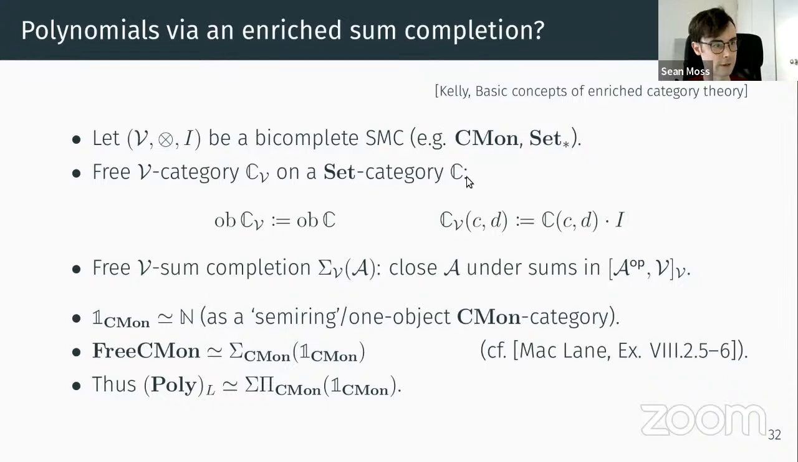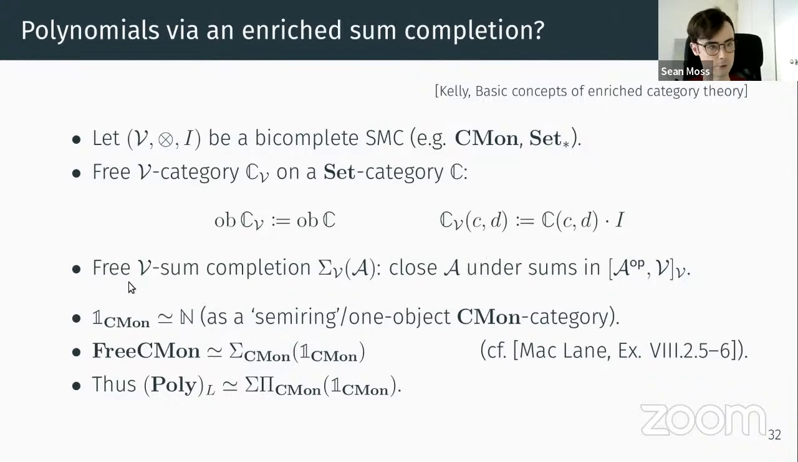If you have an ordinary category, a locally small category C, then you can get a free V-category on it. So it has the same objects, and the Hom objects are given by the copowers of the monoidal unit by the original Hom set. So in the case that V is commutative monoids, that just means I'm taking the free commutative monoid on the original Hom set, just freely adding commutative monoid enrichment. Okay.